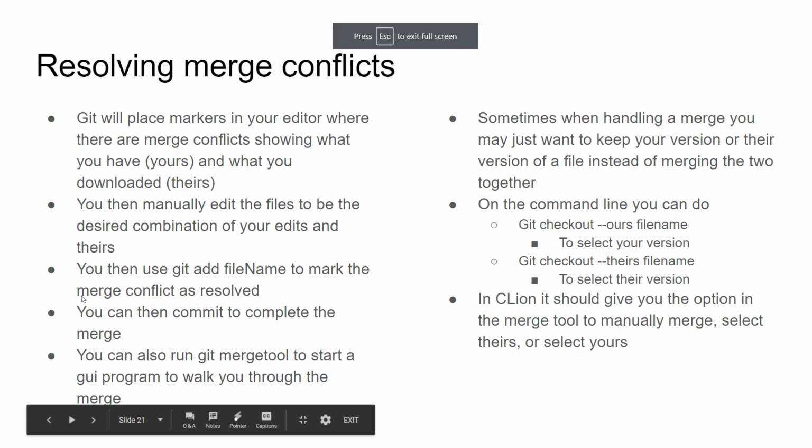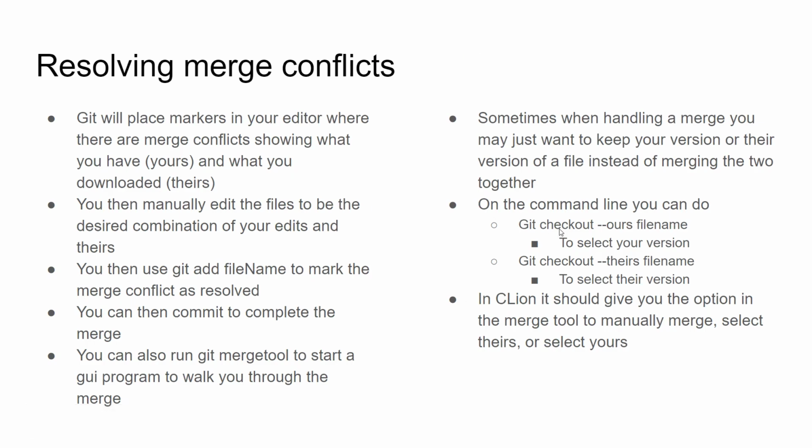We talked about merge conflicts. On the command line, there are some options you could do. You could do git checkout --ours, which will select your version of the file, or git checkout --theirs, which will accept their version. Or again, when you're merging, CLion will prompt you if you want yours or theirs, or you can do the merge like I just did.